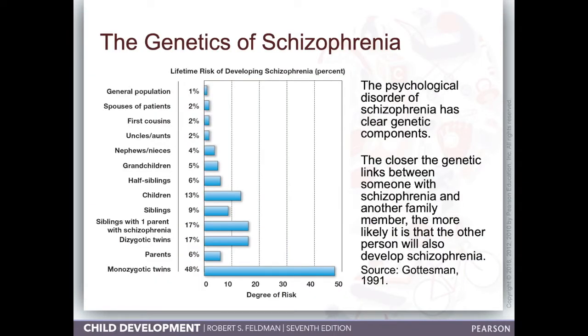So this breaks down the genetics of schizophrenia, which is a disorder that you typically would not see or be able to diagnose until adolescence, and the higher end of adolescence.